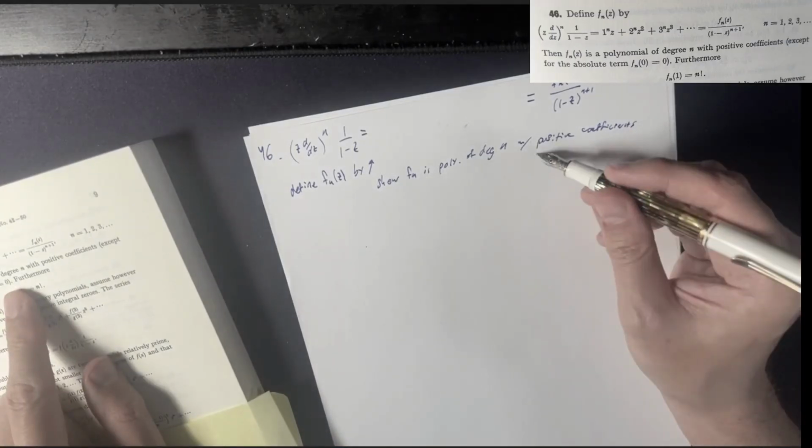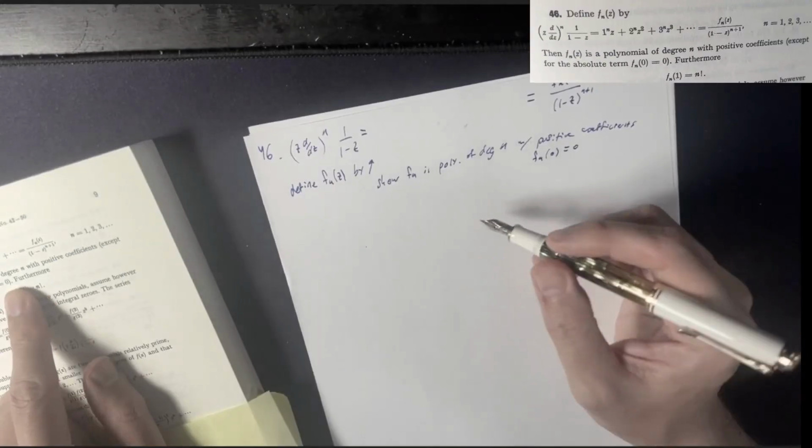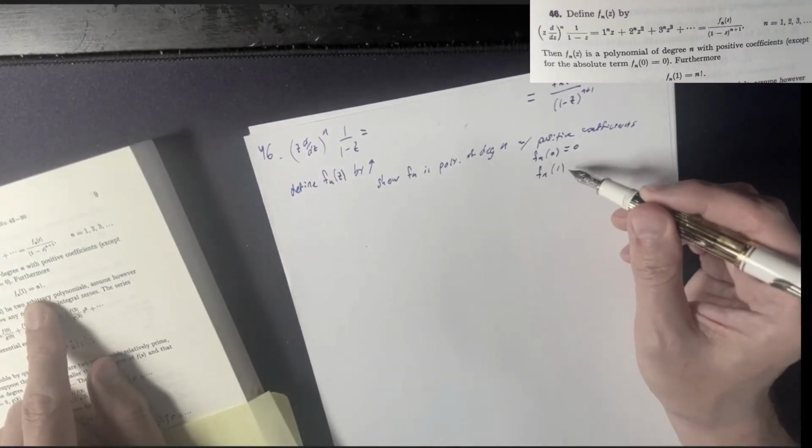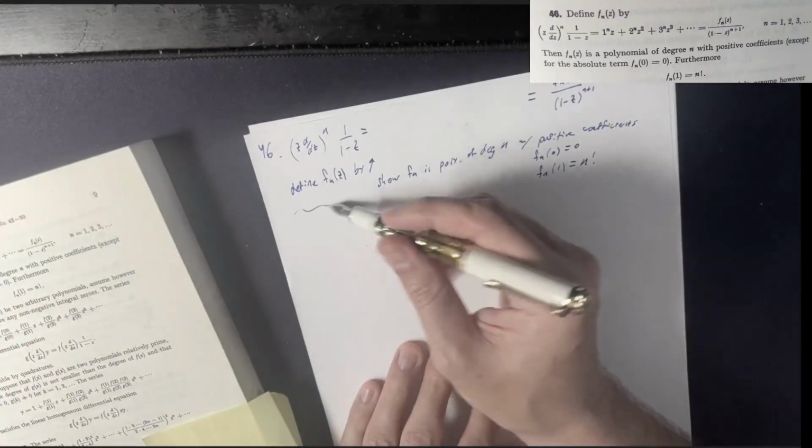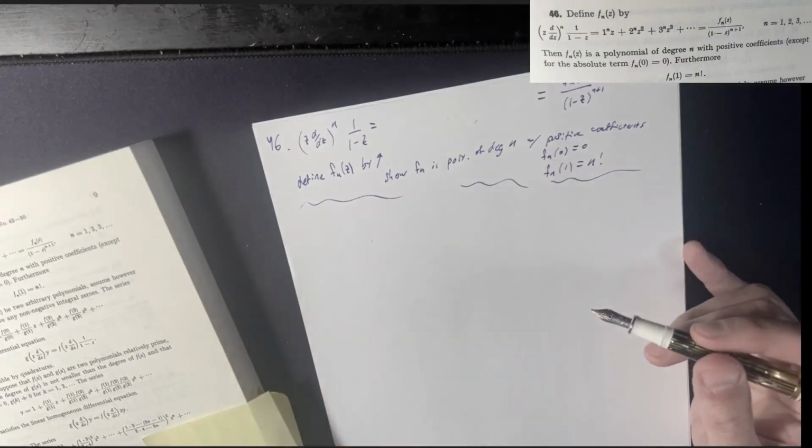Except it's 0. And also, its evaluation at 1 is n factorial. So that's all I'm trying to show. That's number 46.